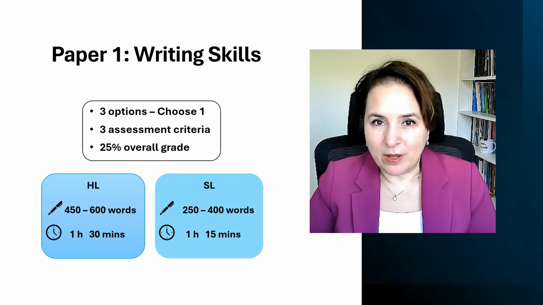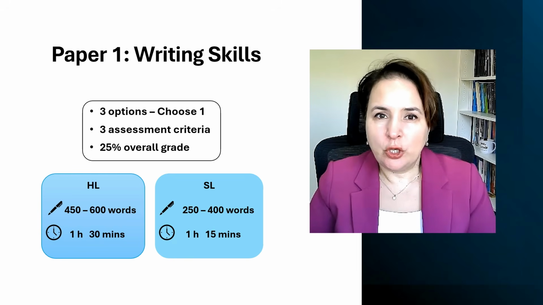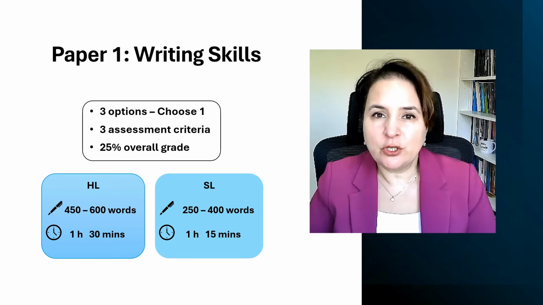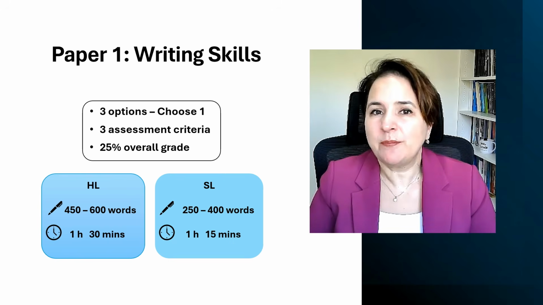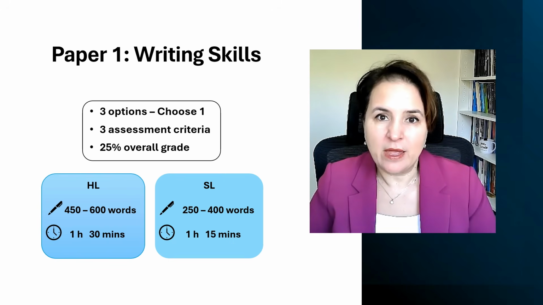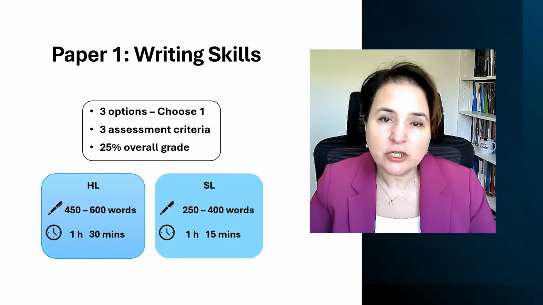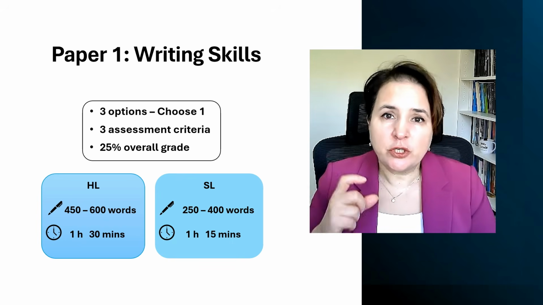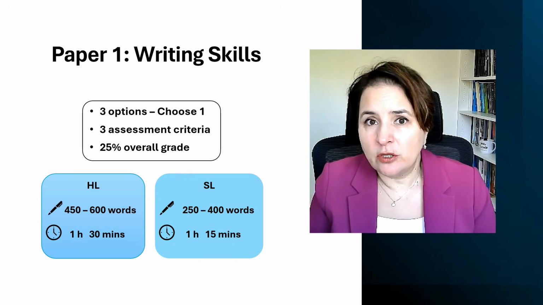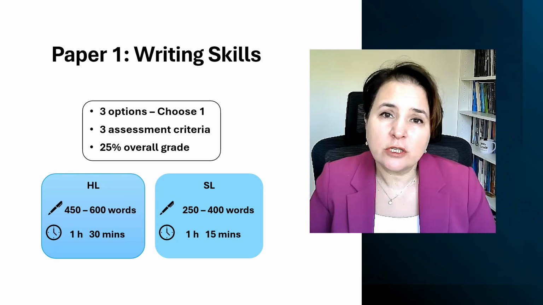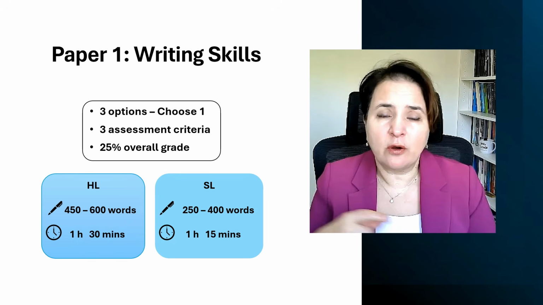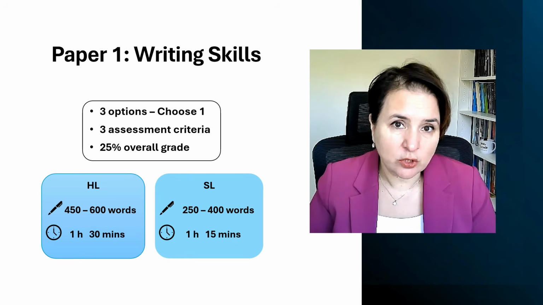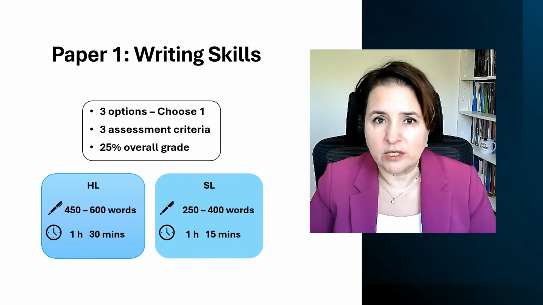What is paper one? Paper one is about your writing skills. So whether you are a higher level student or a standard level student, this paper is structured in the same way. You will have three options to choose from. You have to choose only one. Each option is connected to one of the themes that you've studied in your course. And then within each option, there will be three text type choices, and you must choose the one you think is the most appropriate for the question.